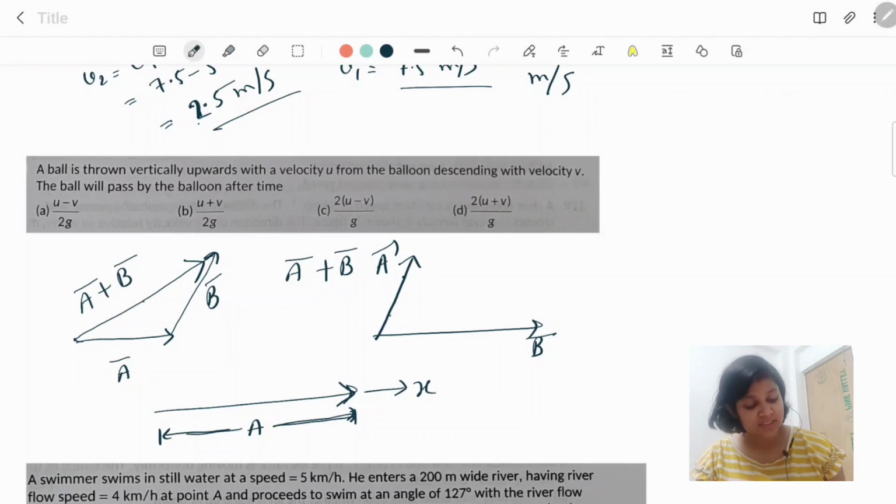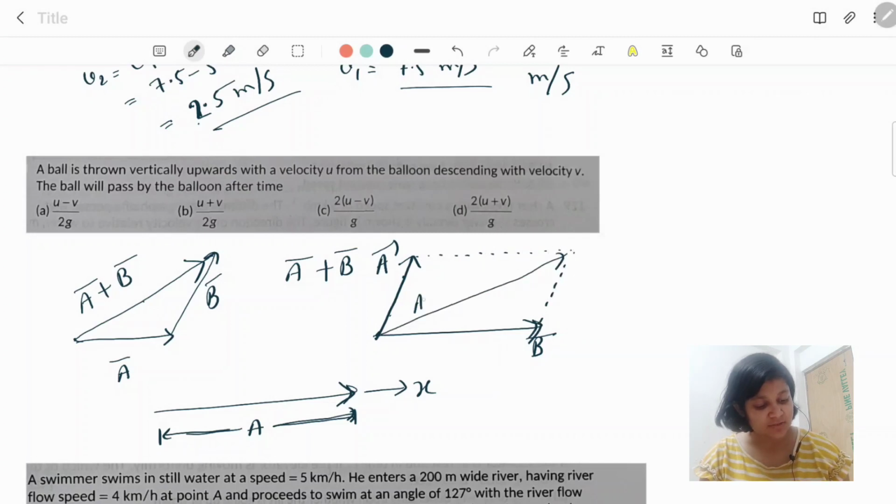So to find out, in the rectangular or the parallelogram rule, the resultant of these two vectors, we will complete this parallelogram and the resultant will be along the diagonal. So this will be my A plus B. So these are the two laws of vector addition.